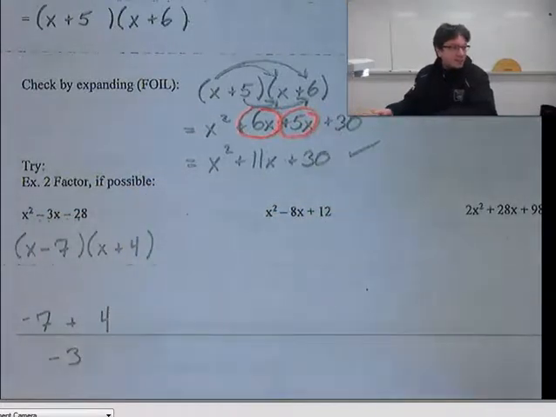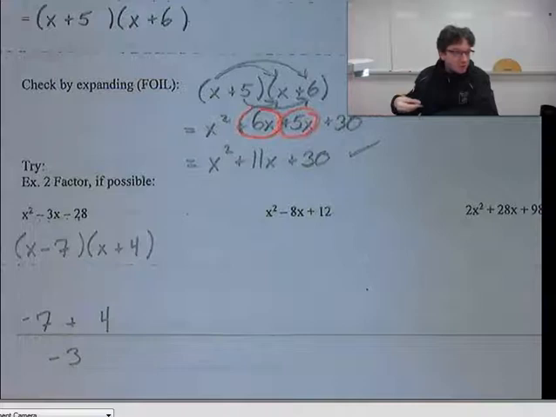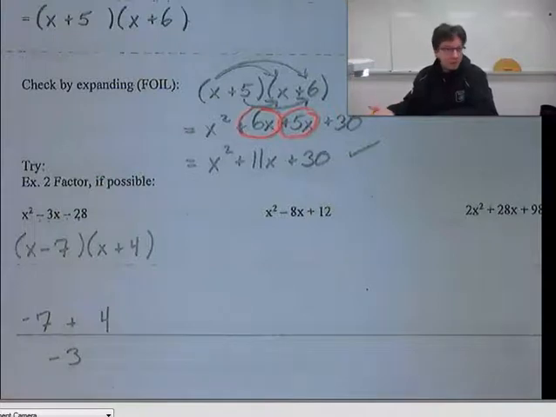Right? But it really is a guessing game. The more you practice it, the better you'll be at your guessing, but really it is a guessing game. You'll guess one thing, it might not work out, so you'll try two other coefficients and try it again.